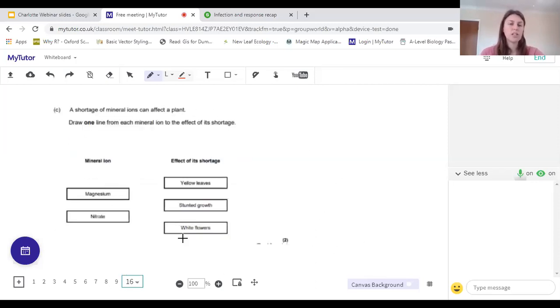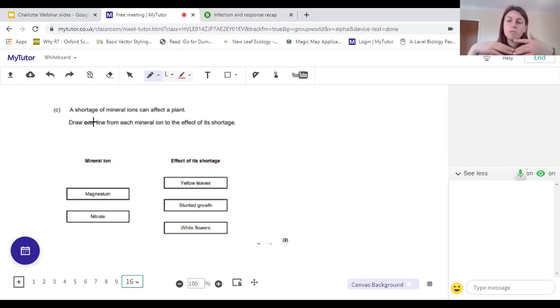Last one here, talking a little bit more about plant defenses, which we talked about on Monday this week. Or was it Tuesday? It might have been Tuesday. A shortage of mineral ions can affect a plant. Draw one line from each mineral ion to the effect of its shortage. So we talked about two deficiencies that plants can have. We talked about deficiencies in nitrate and deficiencies in magnesium and how they affect the plant.